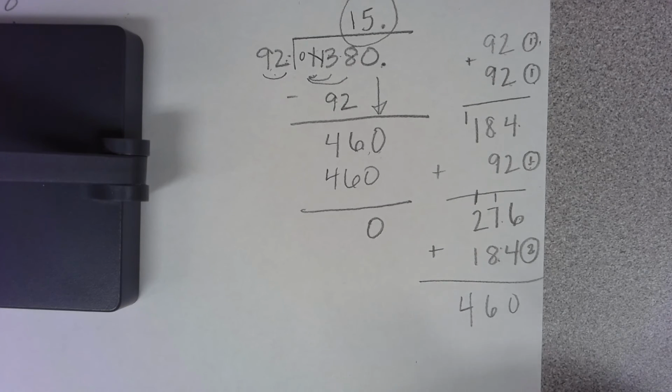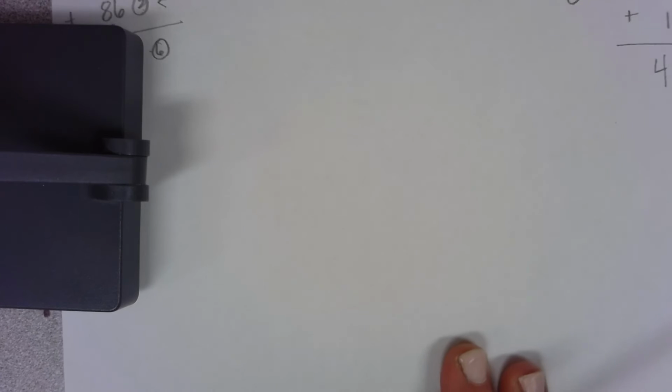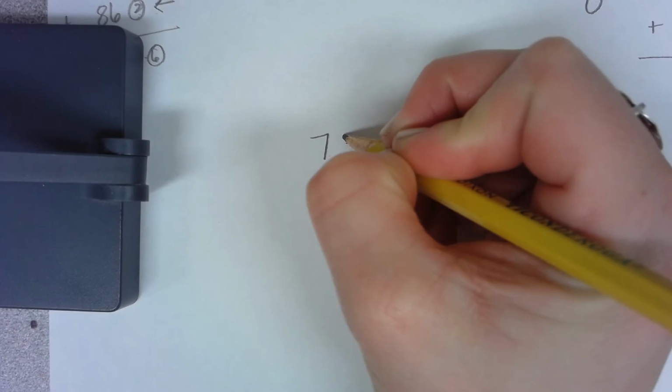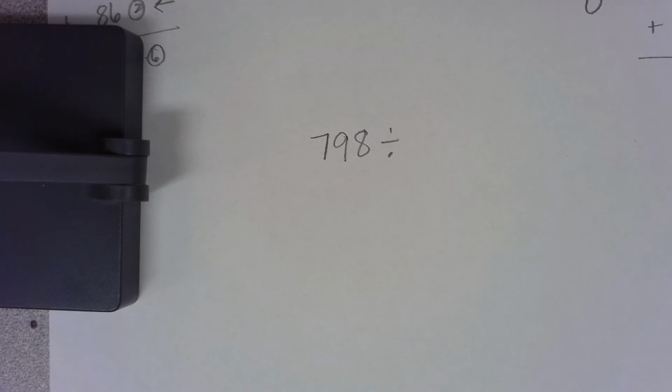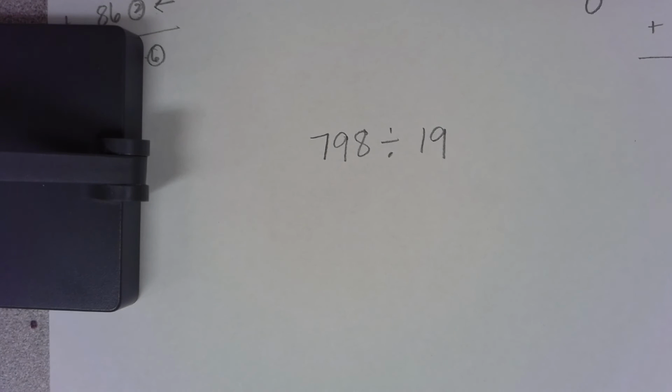Okay, we're going to try one more problem here, and then I will let you know what your homework is. So this problem, let's do a little bit easier one. We were working with 1,000 numbers earlier. Let's do 100 one. 798 divided by 19. Sounds like goofy numbers, but it's going to end up being a whole number.